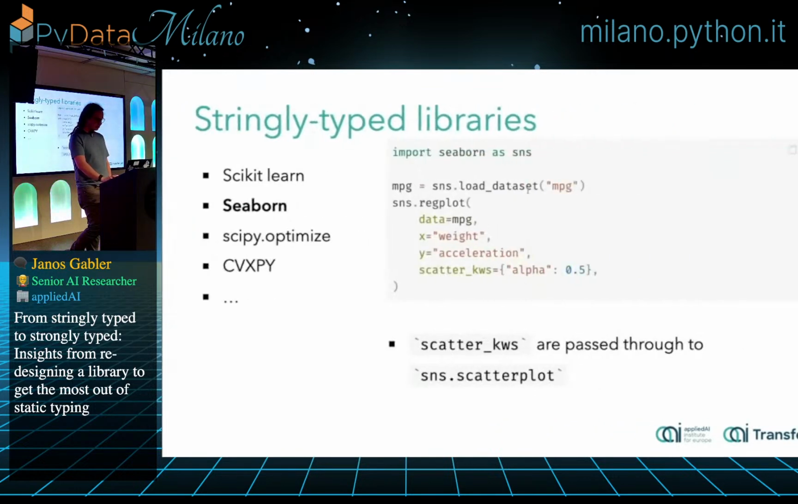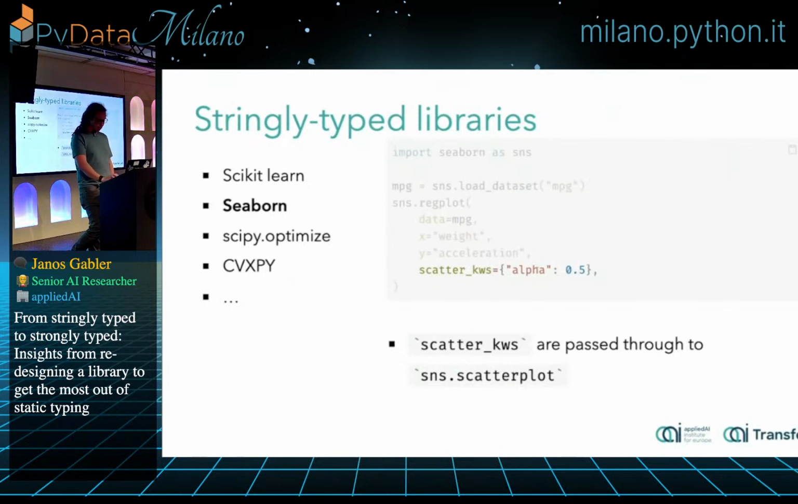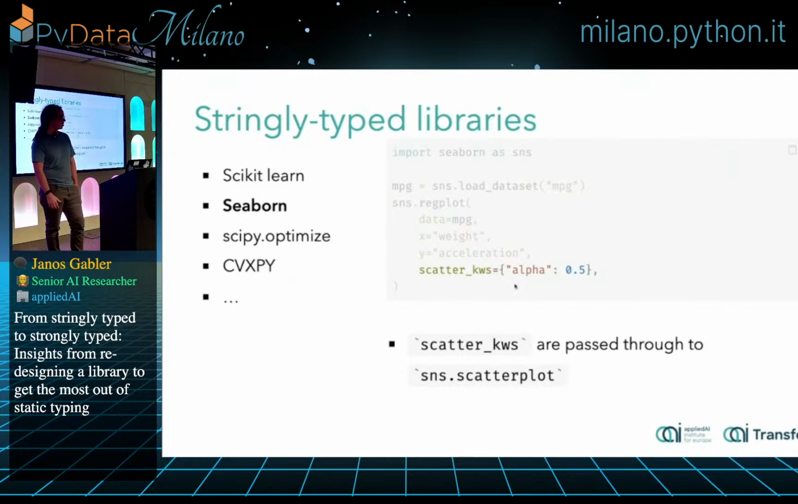Another stringly typed library would be Seaborn, which in fact could be seen as a stringly typed interface on top of matplotlib. And that already suggests maybe that stringly typed interfaces are very popular. And here the main thing that I would consider stringly typed is this scatter_kws argument. So you can pass a dictionary of keyword arguments to the scatter function, even though you are using a more high-level function.